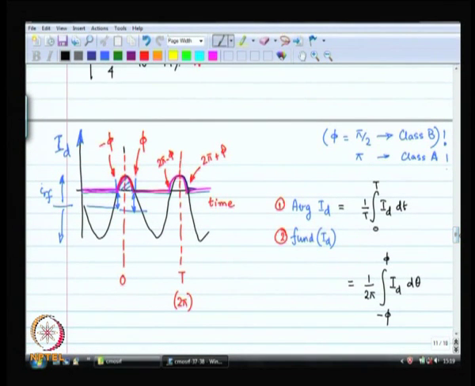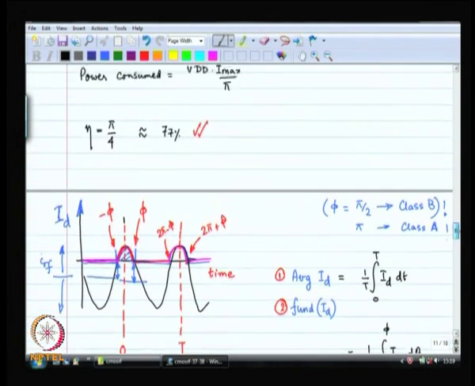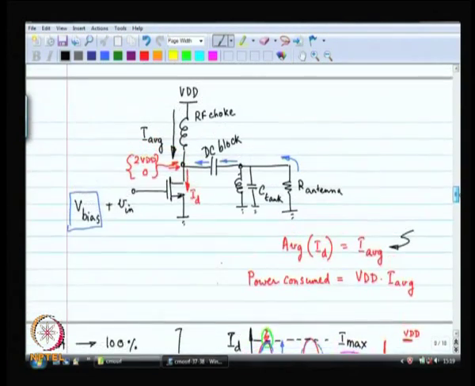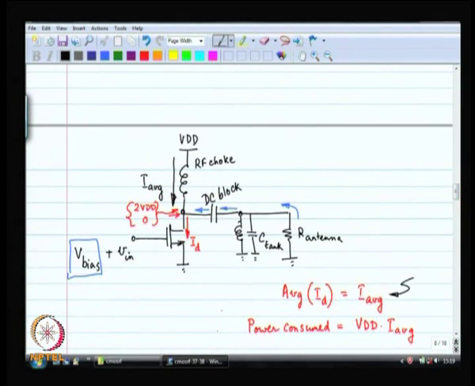the class C amplifier. It is conducting during a small period of time out of the entire cycle. I have arranged the bias voltage V bias such that only during a small angle of time, a small portion of the period, the transistor is actually on, the remaining time the transistor is off. So, this is the general idea, right.